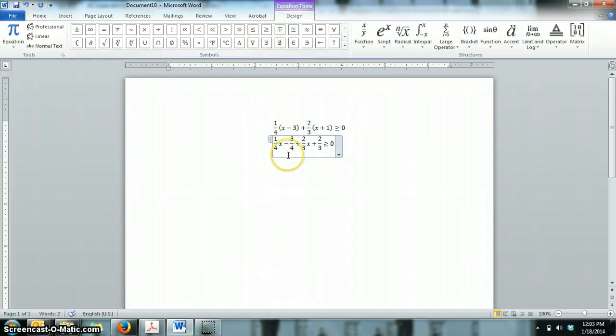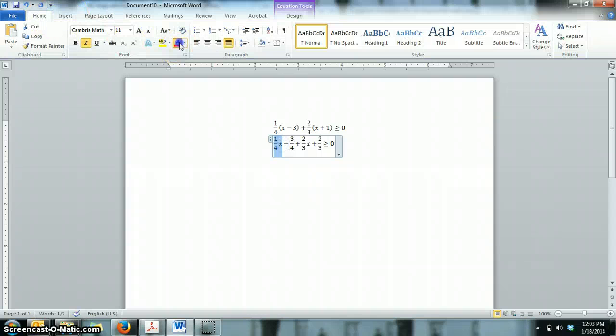And now let's combine our like terms. I have 1/4 x and 2/3 x. So I'm going to use my calculator. 1/4 plus 2/3 is 11/12. So I'll underline these, maybe put them in a different color. I'm going to combine the red terms because those both have x's. Again, 1/4 x plus 2/3 x is going to give us 11 over 12 x.